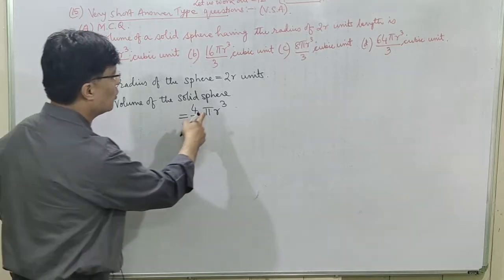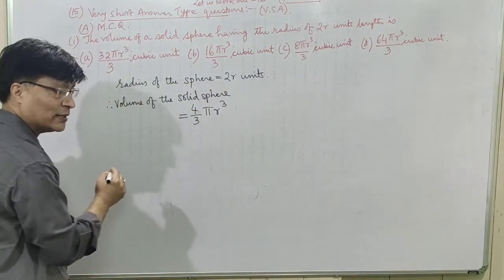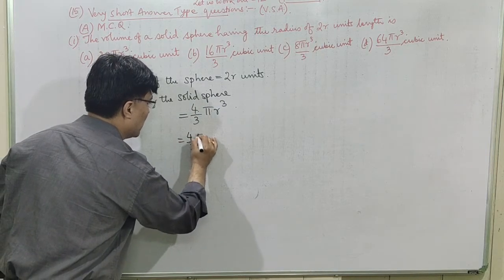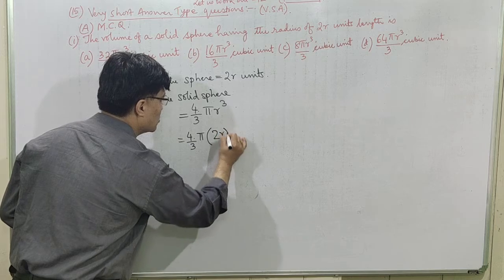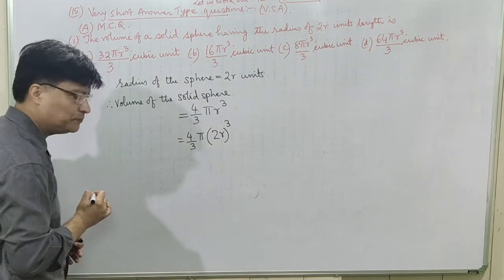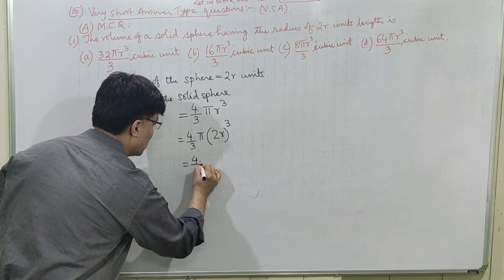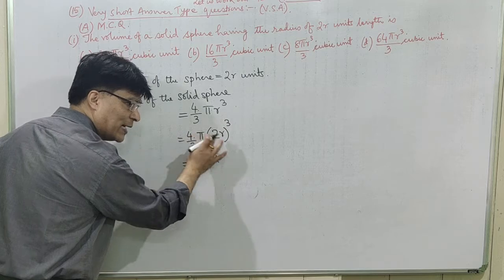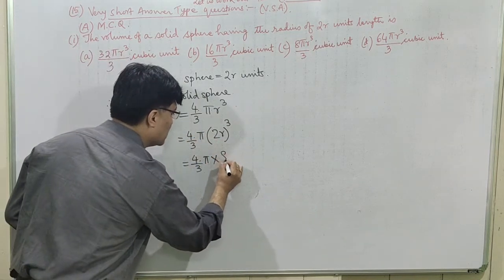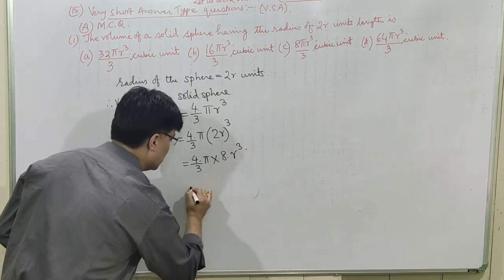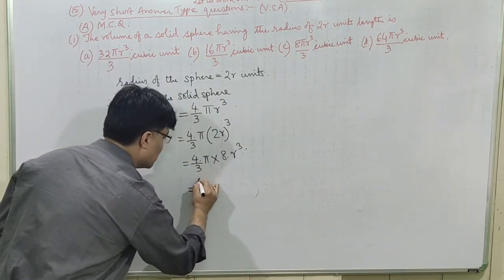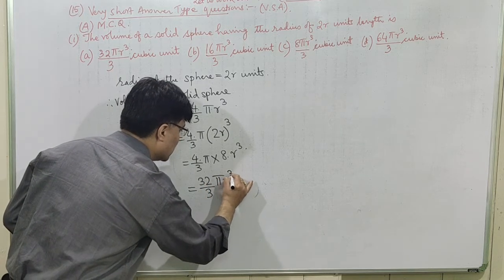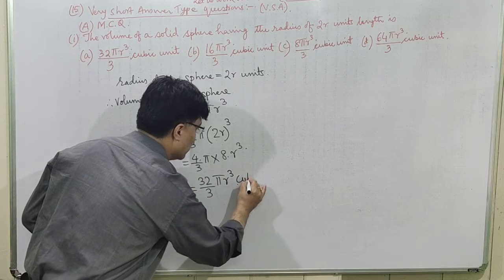But in this case, what is the radius r? Radius r is 2r. So instead of r, you have to write 2r. So which is equal to 4 upon 3 pi, and r here is 2r whole cube. Is that clear? So let's simplify it. So now this is 4 by 3 pi into, now this cube is for both 2 as well as r. So what is 2 cube? It is 8 into r cube. So which is equal to, 8 4s are 32 divided by 3, pi r cube, cubic unit.